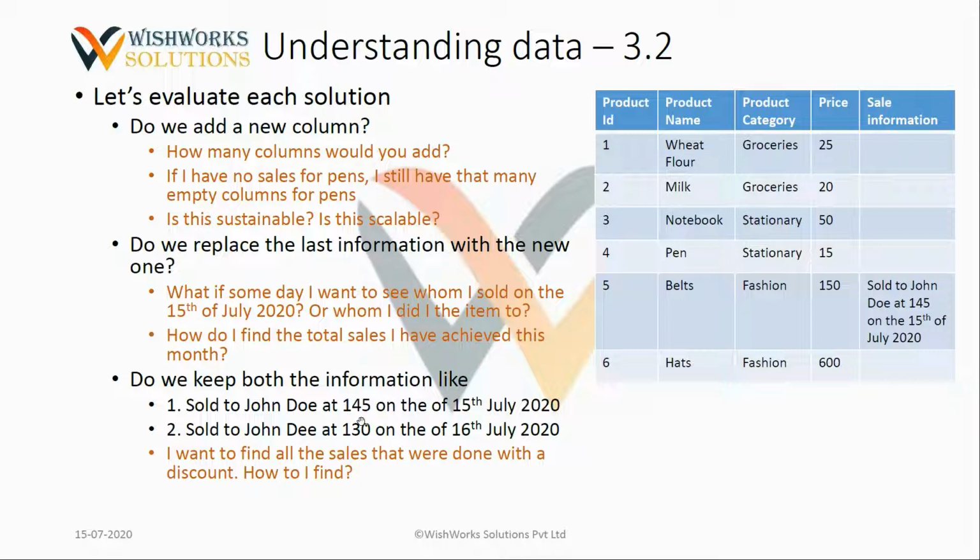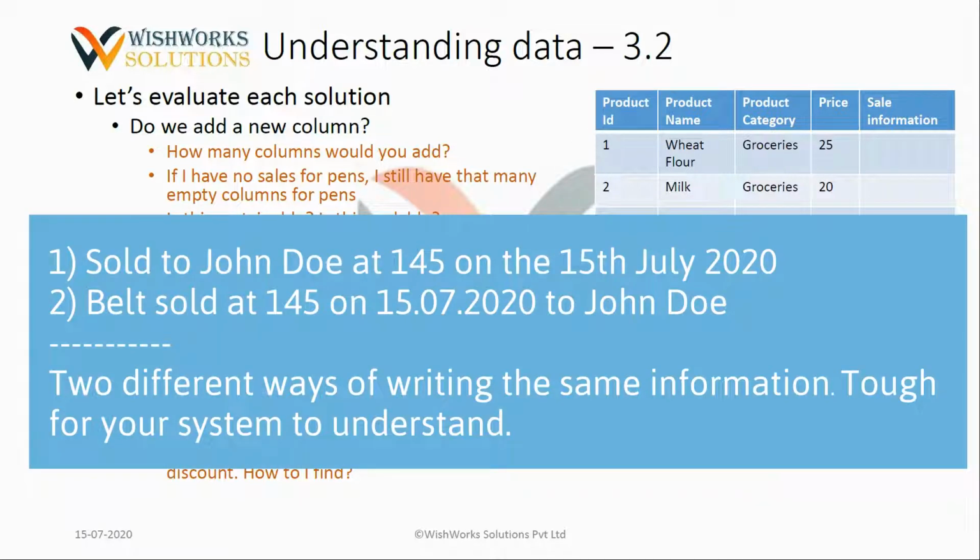Now the next question that happens here is that at the time of entry, say I have a standard of entering that sold to John D at 145 on the 15th of July 2020. Tomorrow my assistant comes in or my partner comes in and he enters that belt sold at 145 on 15/7/2020 to John Doe. Then this logic that I'd be applying to figure out what the total discount value is would go for a toss. I won't be able to have a standard logic to calculate it. Then I have to do all the manual processes. So in all these cases, this entire thing fails.